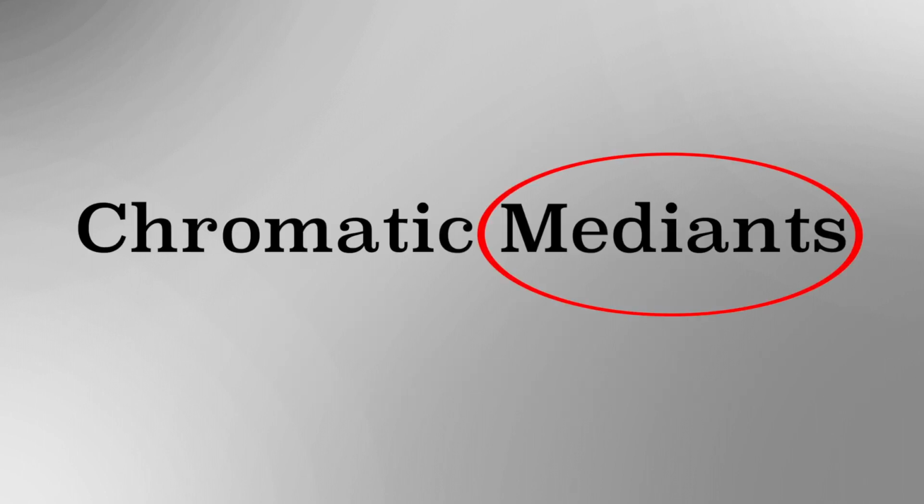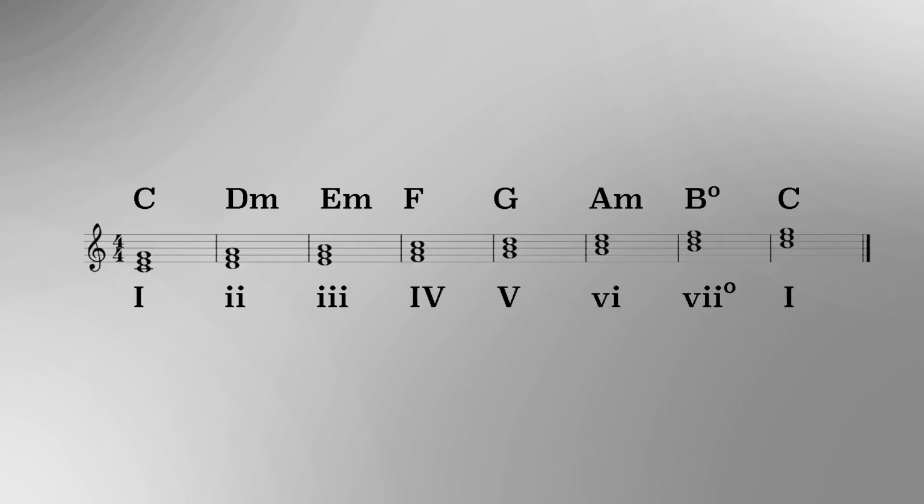Let's start with mediants. What's a mediant? Okay, here are the diatonic chords in the key of C major. This note right here is called the mediant, and this note is called the submediant. From these two notes we build these two chords, so these are considered our mediant chords.